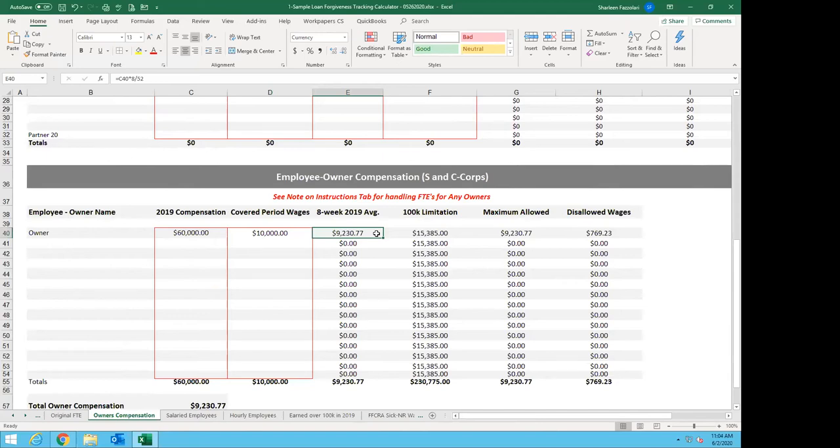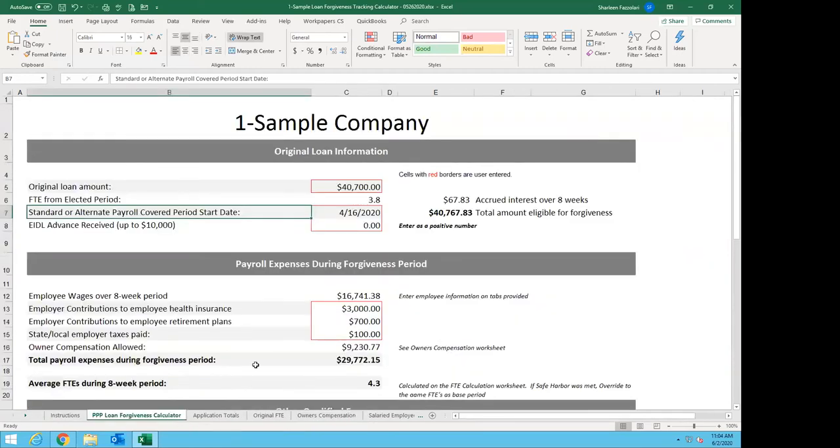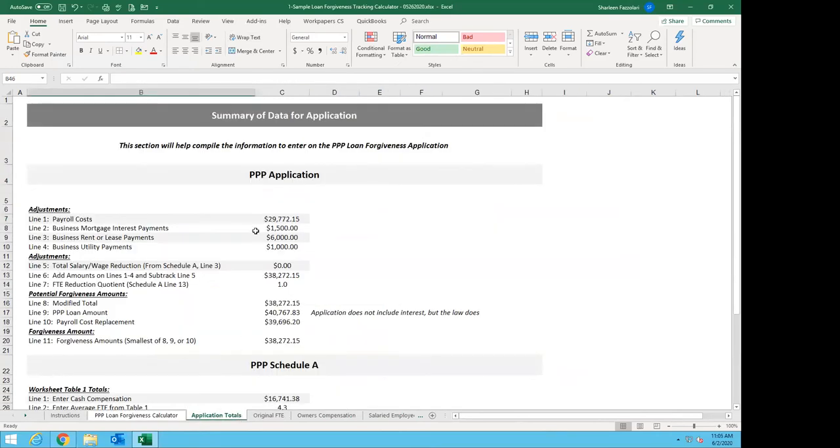So that is the big summary of the wage calculation piece. Once you go through the wage calculation piece, that will all flow back to our loan forgiveness calculator, putting in the total wages over that 8-week period. It will also fill in the application totals into the corresponding payroll costs, and for the owner's compensation, it'll fill in all of these schedules.